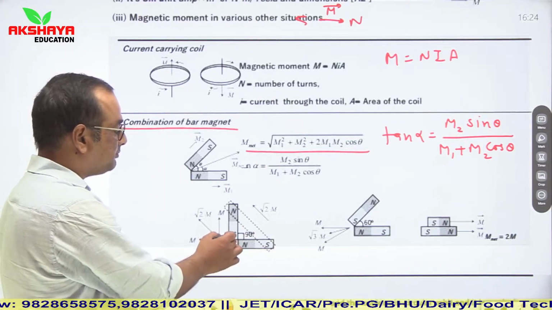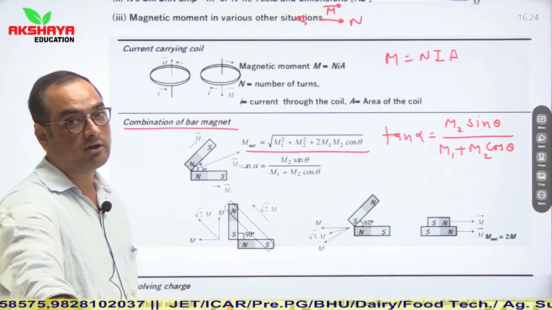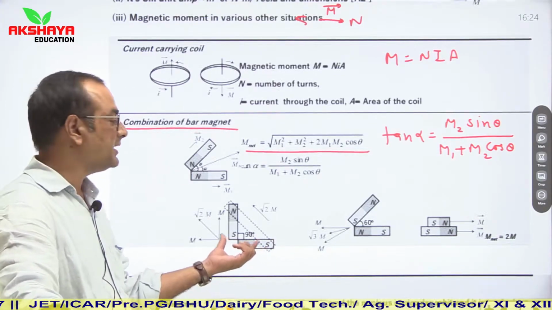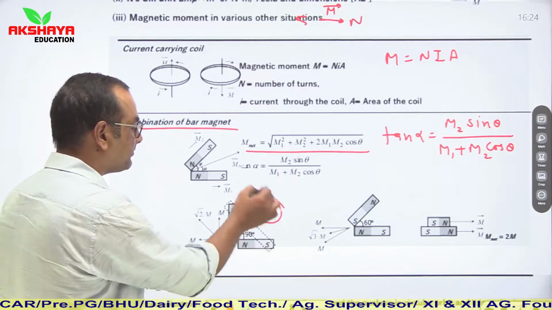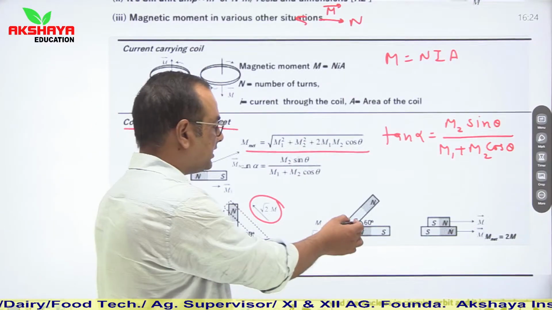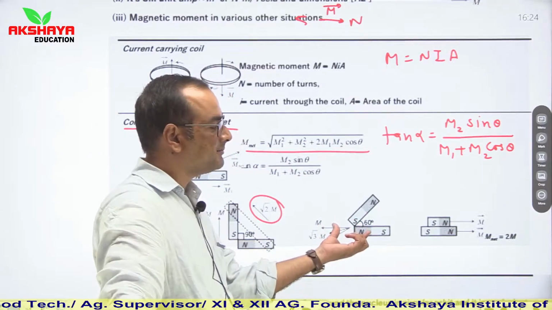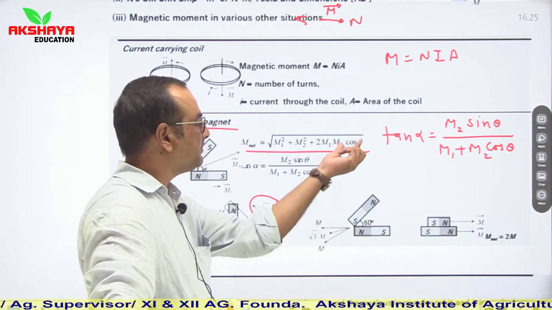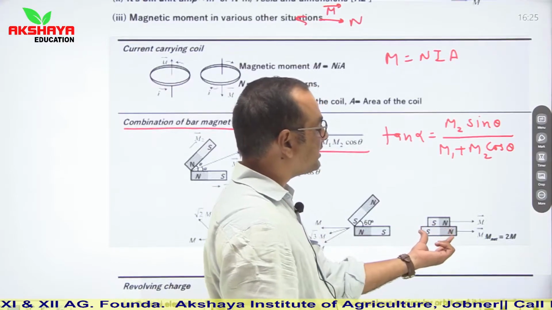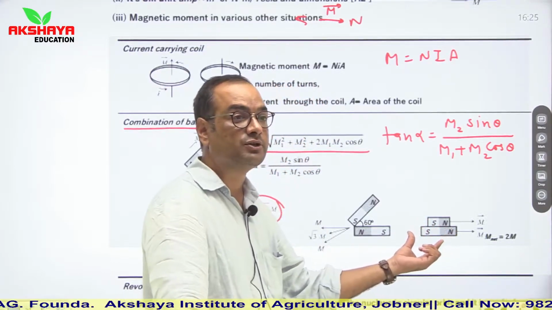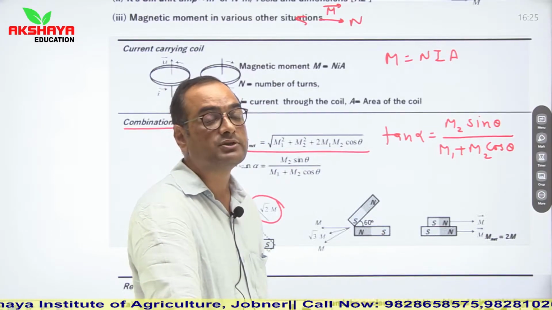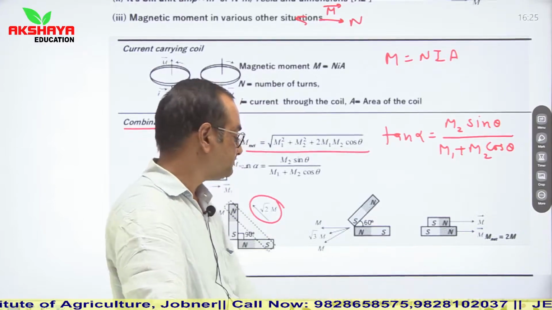If these two magnets are inclined at an angle of 90 degrees with each other, and they have equal magnetic moments, then the resultant magnetic moment is root 2 m, which can be calculated again using this formula. If they are inclined at 60 degrees, we can calculate by placing theta equal to 60 degrees. And in this situation both are in the same direction, which means theta is equal to 0 degrees. So the magnetic moment will be maximum, and it can be calculated as M plus M, that is 2m.